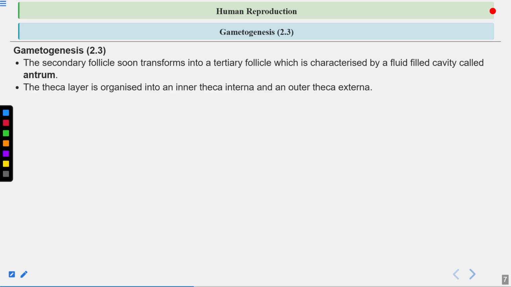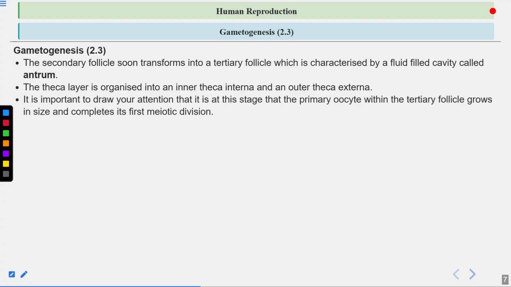Now, the theca layer is organized into an inner theca interna and outer theca externa. So there are theca layers also. One is inner, another one is the outer. Now, this is very important here, this line. It is important to draw your attention that it is at this stage that the primary oocyte within the tertiary follicle grows in size and completes its first meiotic division.